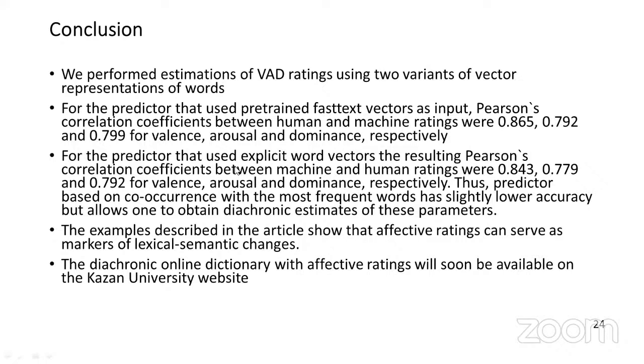Also, we estimated the Spearman coefficients for fastText and human estimates. The examples described in the article show that affective ratings can serve as markers of lexical semantic changes. And a diachronic online dictionary for English with affective ratings will soon be published on the Kazan University website. So that's all.